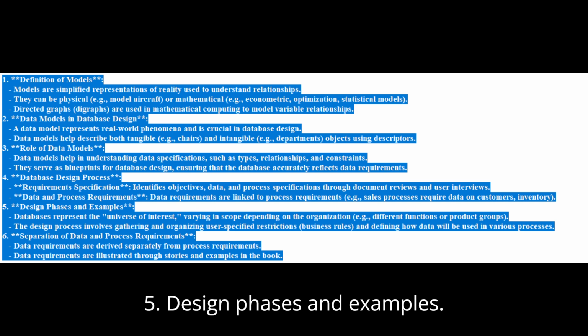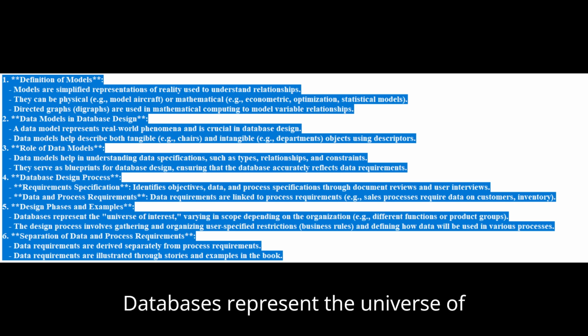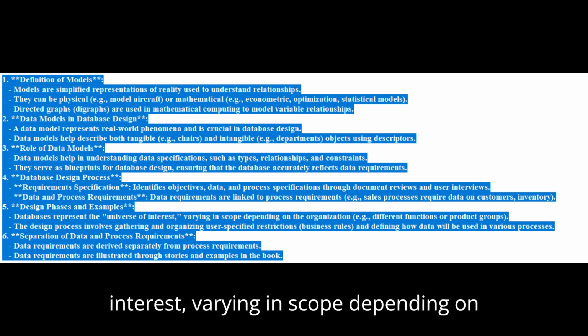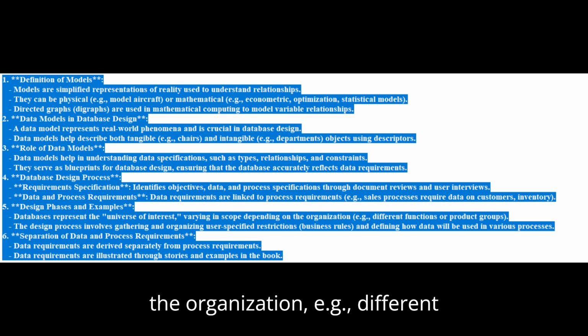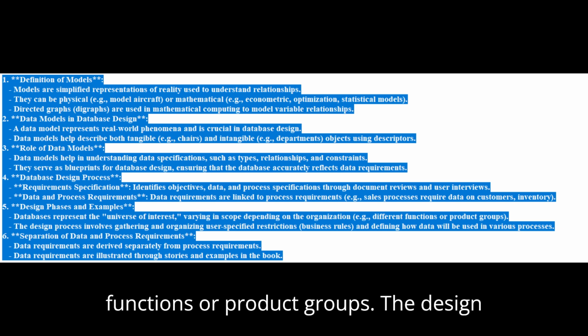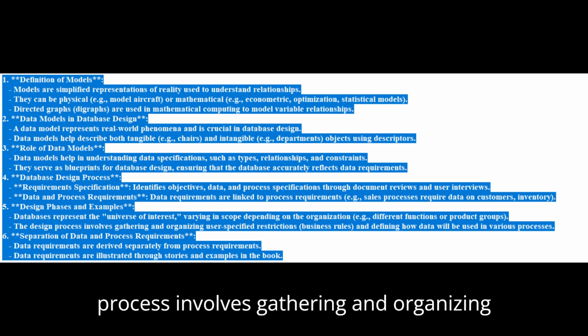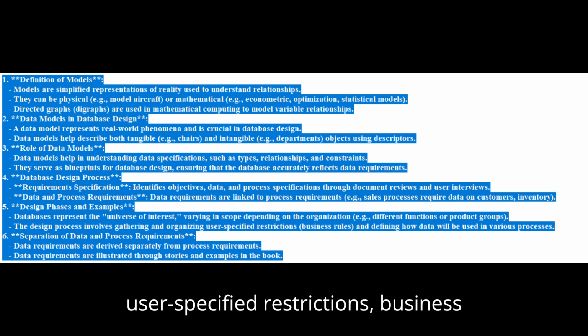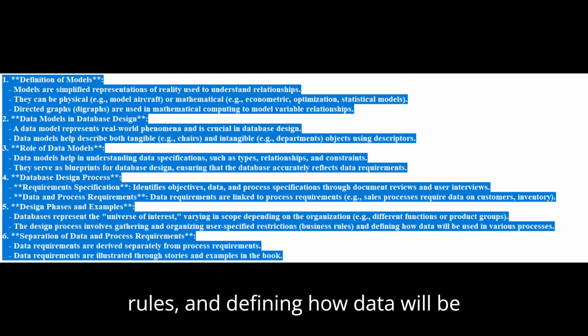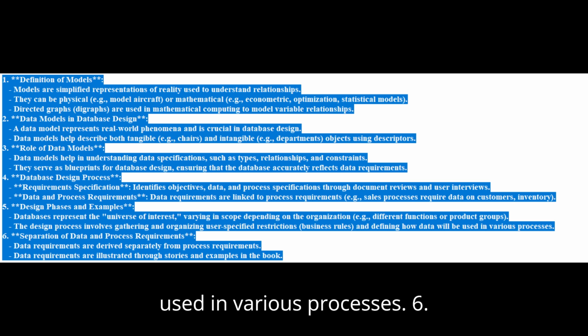5. Design phases and examples. Databases represent the universe of interest, varying in scope depending on the organization, e.g., different functions or product groups. The design process involves gathering and organizing user-specified restrictions, business rules, and defining how data will be used in various processes.